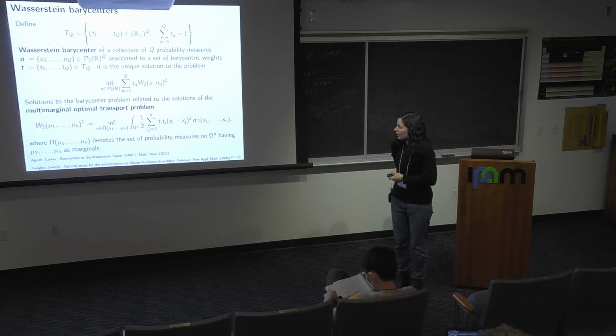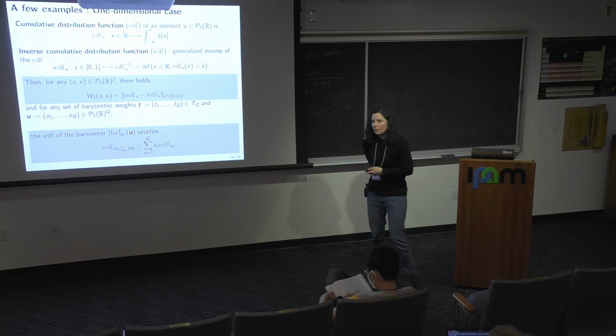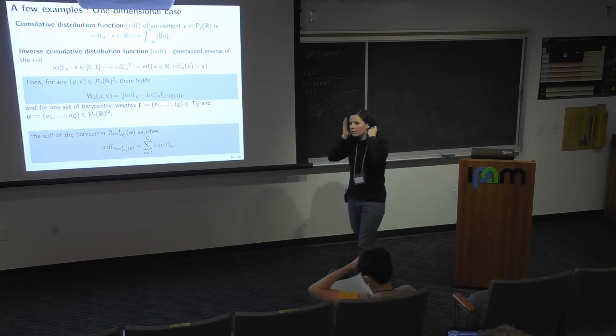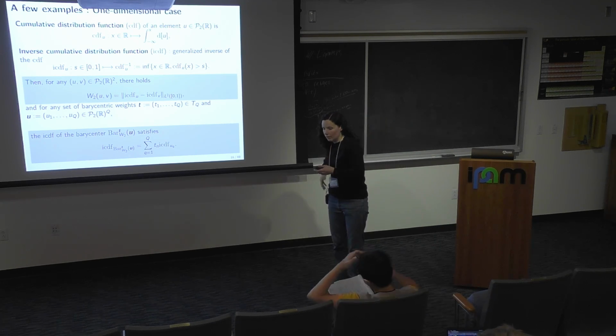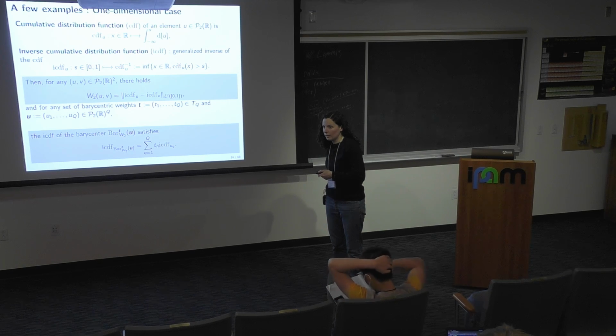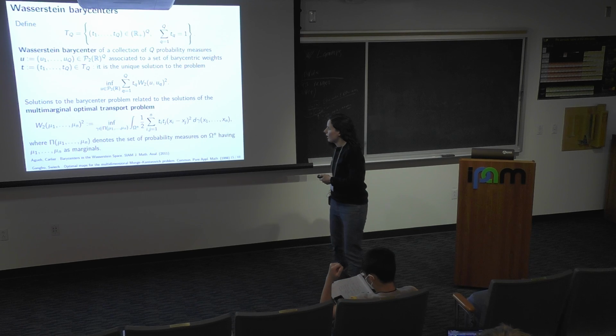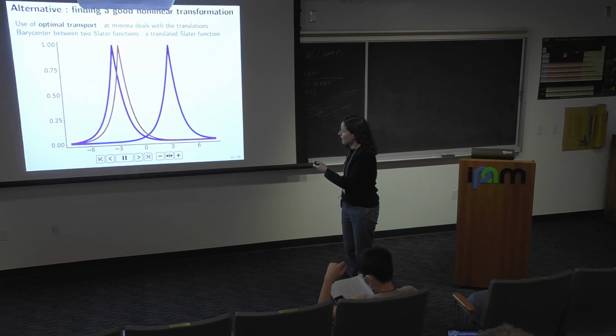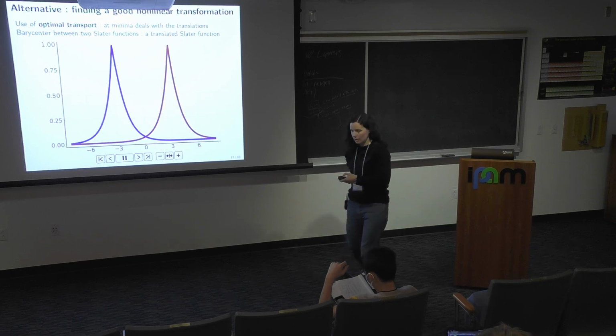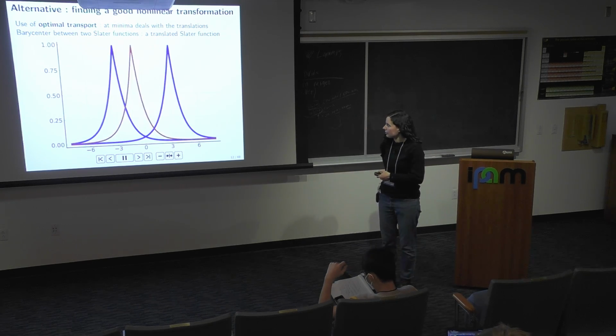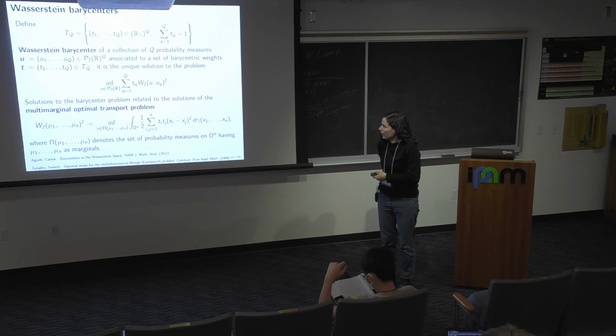Okay, which means that on the same example, when you have these two measures, and you compute the barycenter in terms of W2, you will have something with a bit of shape. So this would be exactly the Wasserstein barycenter between these two functions.